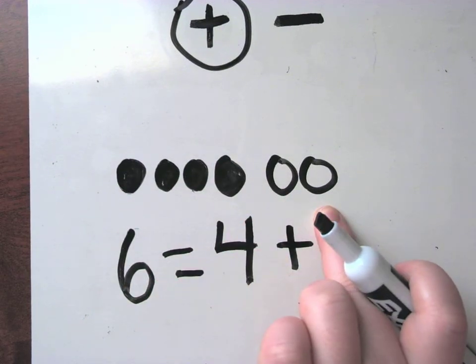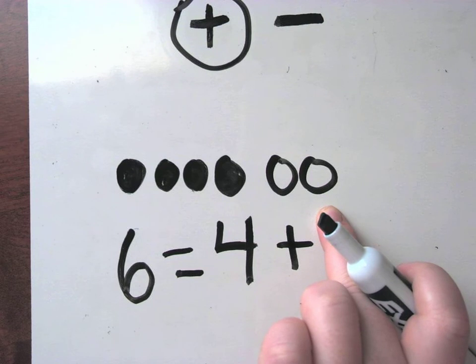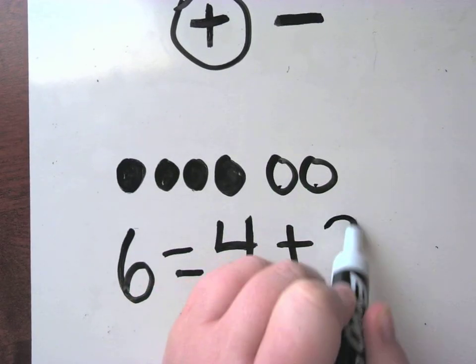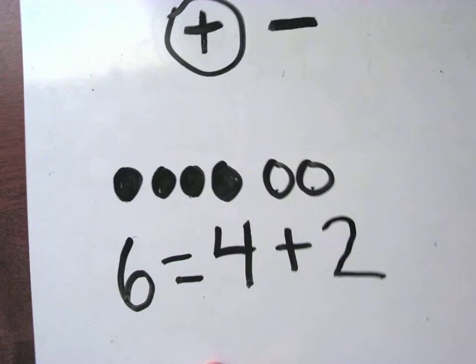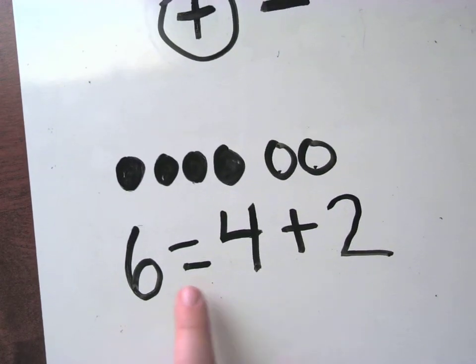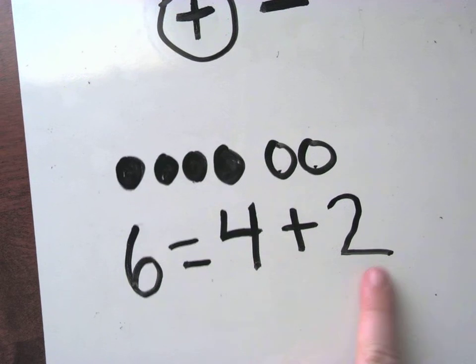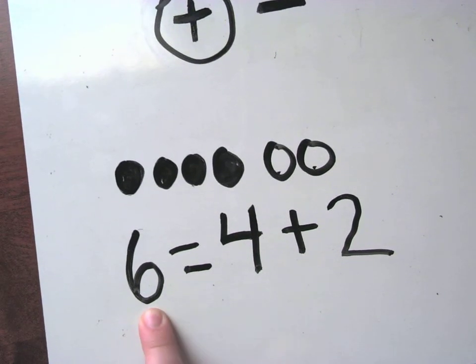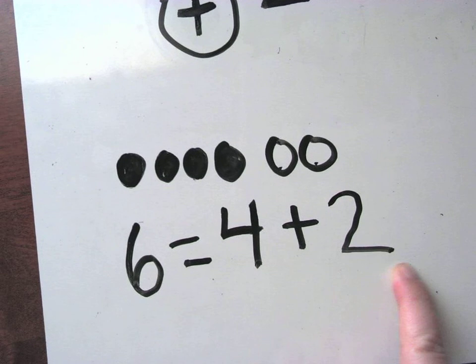Should I guess? No, I should count. Let's count together. Ready? 1, 2. All right, let's write a 2 there. Okay, let's read our equation together. Ready? 6 equals 4 plus 2. Did you see how Miss Wolfson is making sure she points to each one? I'm not just rushing through.